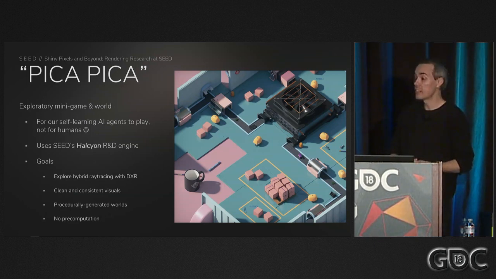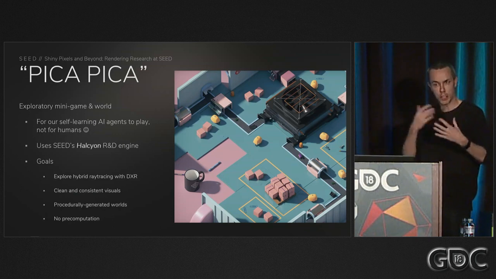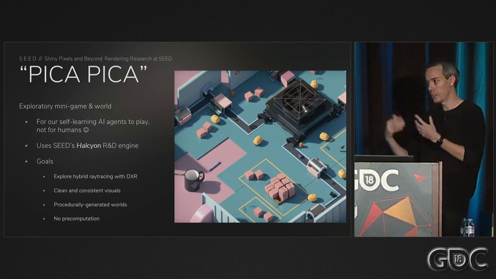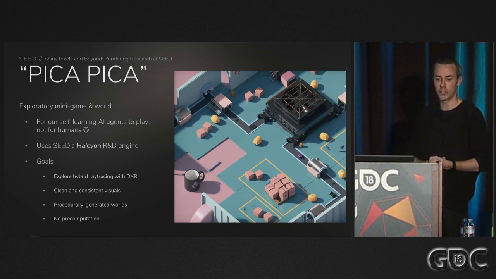So this is actually using our small R&D engine, or sort of research framework that we're using in Seed, called Halcyon. And some of our goals for this was, well, obviously to explore ray tracing and the various types of hybrid techniques that we can do with that, with DXR and all the developments with that. But we also wanted to create something with really clean and consistent and simple visuals, where artists were empowered to just create something cute, small, and nice, and where through the ray tracing and some of the stuff we have in Halcyon, we just make that come alive, essentially, and make it very consistent and just work.